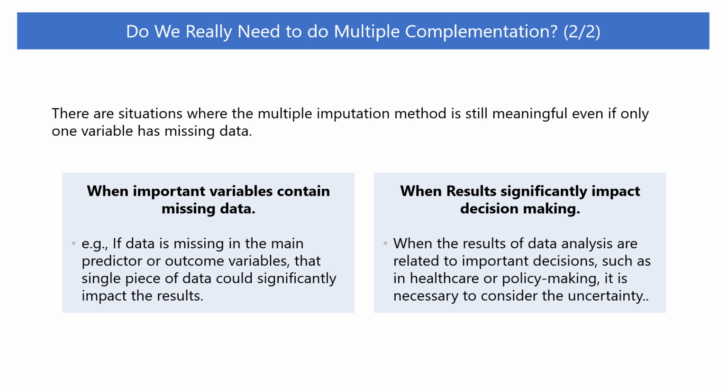The second is when the results significantly impact decision-making. When the results of data analysis are related to important decisions such as in healthcare or policymaking, it is necessary to consider the uncertainty associated with the missing data, even if only one variable has missing data. In such cases, it is desirable to make more careful decisions by considering the estimate's variability and uncertainty using multiple imputations.